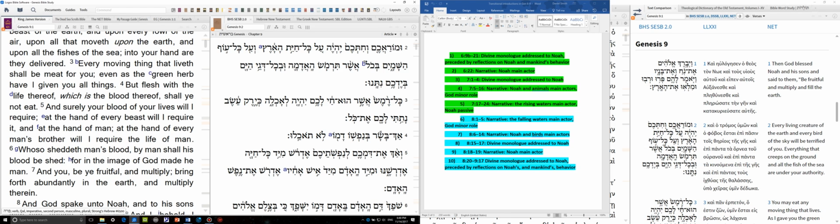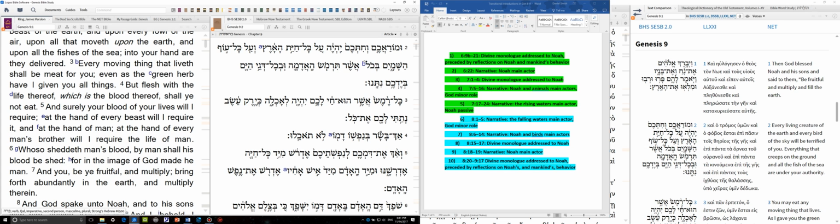And this goes along with verse 6. "Whoso sheddeth man's blood, by man shall his blood be shed, for in the image of God made he man." So this is God issuing capital punishment for murder. And basically what we read in verses 5 and 6 is that if an animal takes the life of a human being, or if a human being takes the life of another human being, then they are to give their life in return.